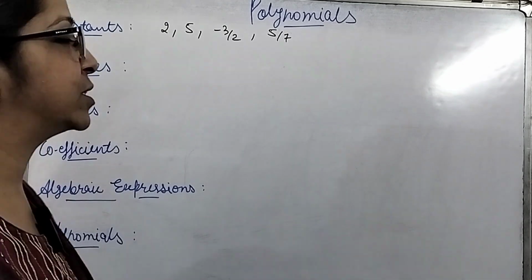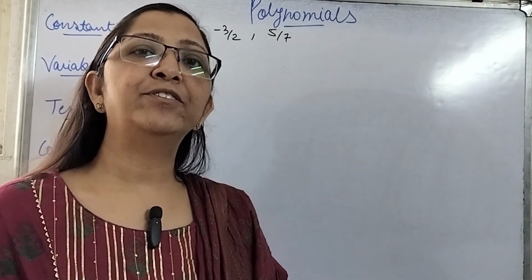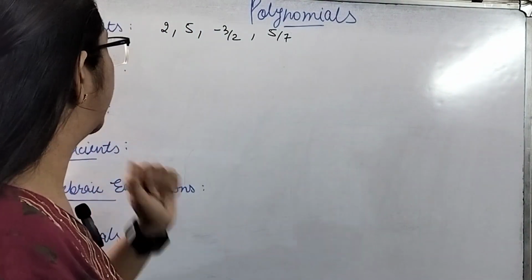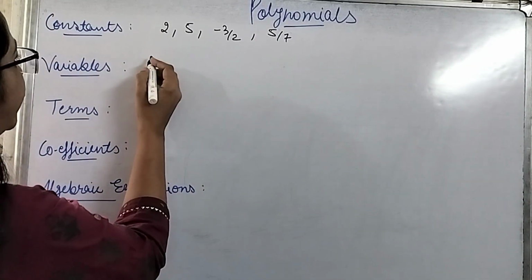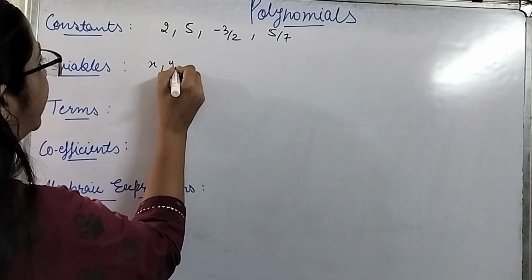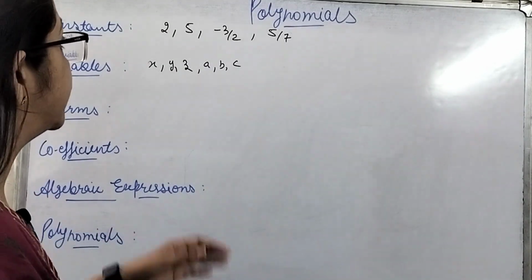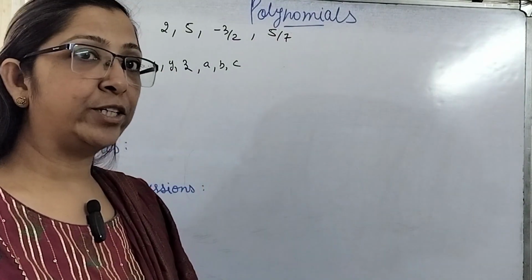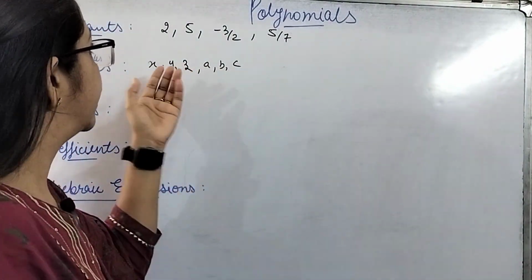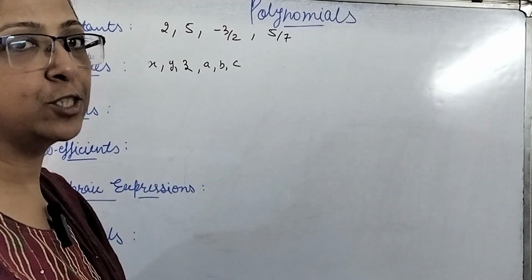Variables. As the name suggests, its value varies. If the situation changes, its value even changes. It is denoted by alphabets like X, Y, Z, A, B, C. All these are your variables. If we change the situation, their value will even change. It's not the same throughout the situations.